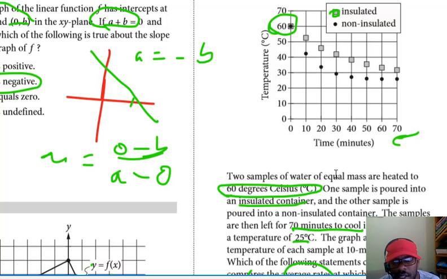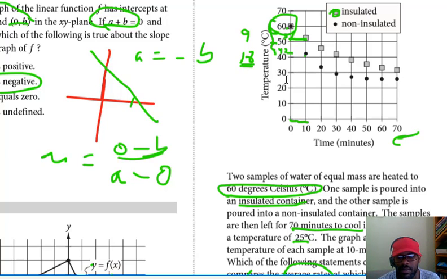The first thing, look at this one. Let's do something here. Let's do it for the first 10 minutes. For the insulated, let this one be 51. The change is 9. For the non-insulated, the change from 60, let this one be, for example, 42. The change is from 60 to 42, that is 18. You see, so there is a big change here.